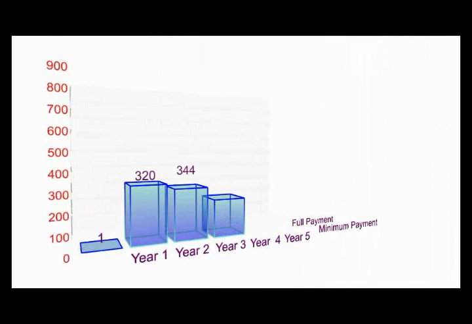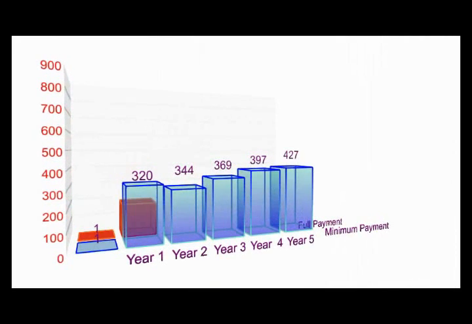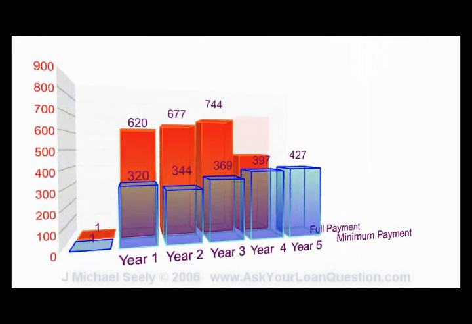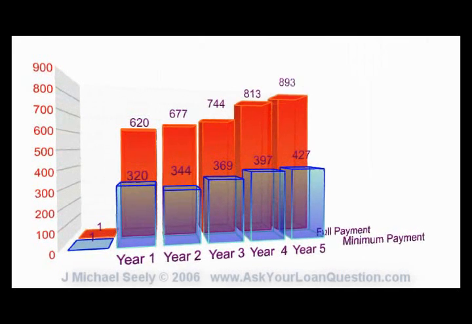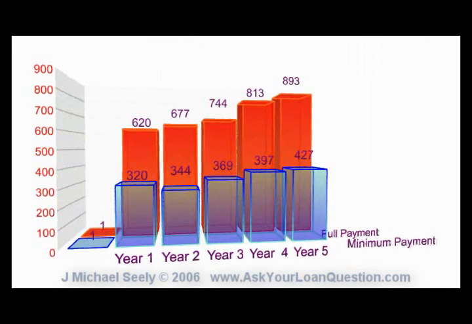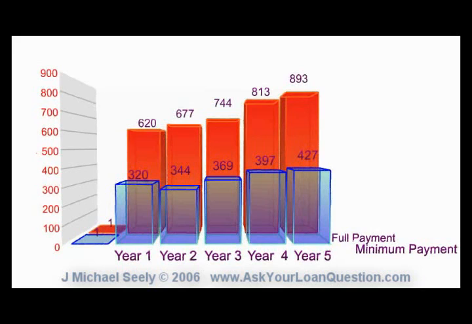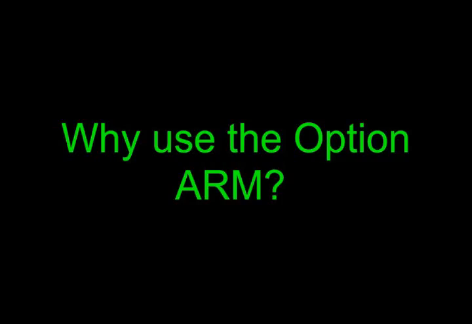If you only make the minimum payment, and that's shown here by the blue blocks, you will have deferred interest. And that deferred interest is calculated by looking at the fully amortized payment. For example, in year 1, you should be making a payment of $620. If you only make a $300 minimum payment, then you have $300 each and every month of deferred interest. Again, that adjusts monthly. And if you go on to the fifth year, you'll see a $427 minimum payment will be short $460 for a fully amortized payment. Again, that's added on to the principal balance.